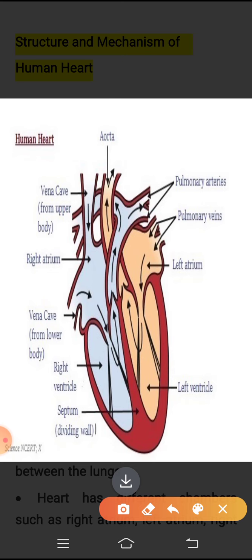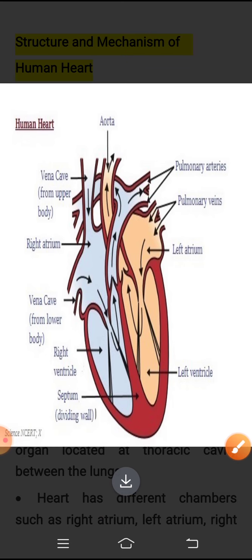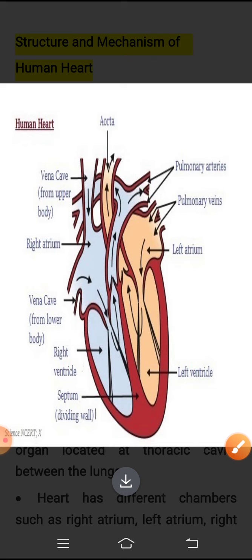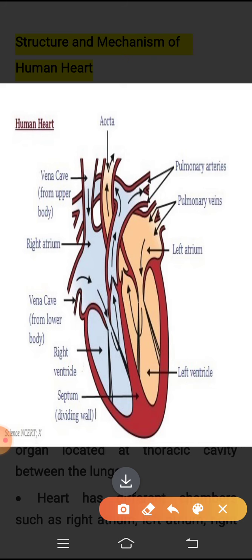The heart consists of four chambers, that is two auricles and two ventricles. And what is the function of auricles? Auricles are the blood receiving chambers, whereas the ventricles are the blood pumping chambers. Right? So, how many chambers are there? There are four chambers. The chambers are as follows: left atrium or auricle, right atrium or auricle, left ventricle, and right ventricle. Okay?